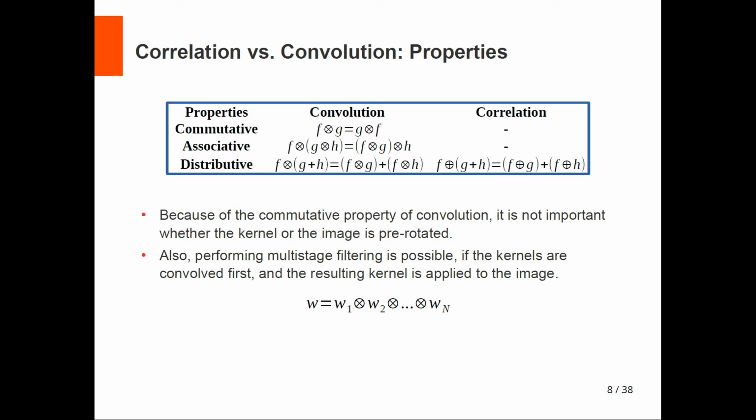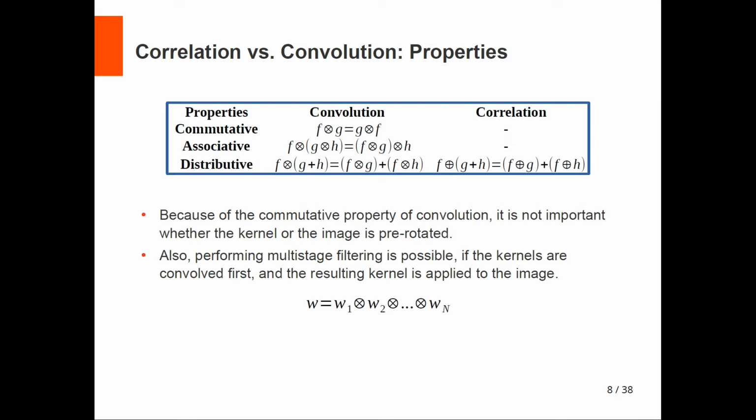The other good property is the associative property, which basically says if you convolve f with the result of convolution of g and h, it is the same as convolving h with the result of convolution of f and g. And that is a property that is not satisfied in correlation. And finally, we have the distributive property, which says that you can distribute both convolution and correlation over summation. So this is something that is common between both convolution and correlation.